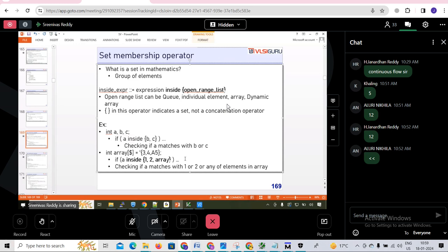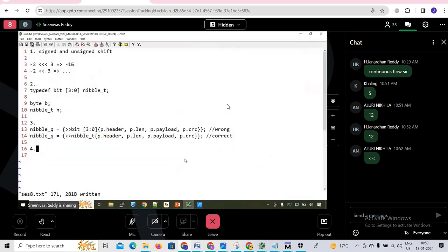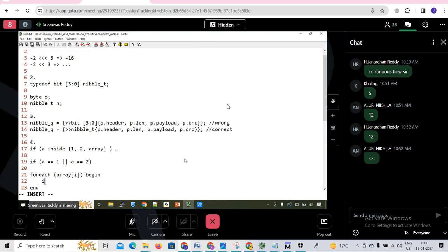So without the set membership operator, how will you do this? Write if A equal to 1 or A equal to 2. The array is even more complex. What do you have to do? Then you have to go through one more loop for each array of I. Then you have to write more complex code: if array of I is equal to A. A lot of code will be involved. That whole thing can be done in one line.